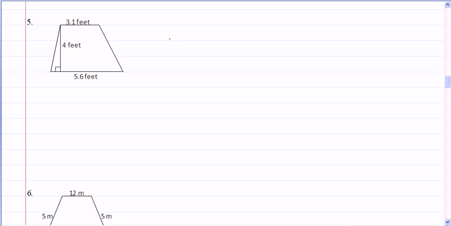For number 5, we have a trapezoid, and the formula for the area of a trapezoid is 1/2 times the height times base 1 plus base 2. And the height is 4. The bases are the two sides that are parallel to each other. So it doesn't matter which one you make base 1 and which one you make base 2.